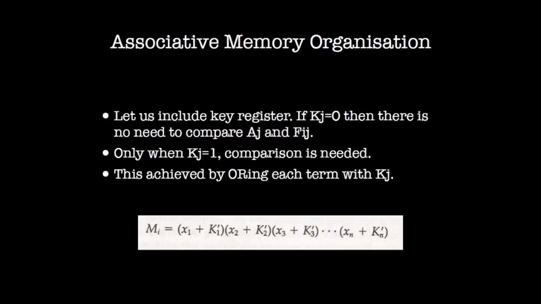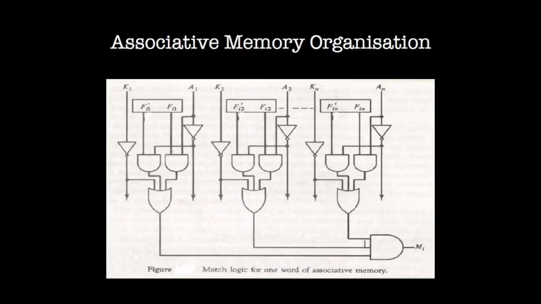Let us include the key register. If kj is equal to 0, then there is no need to compare aj and fij. Only when kj is equal to 1, comparison is needed. This is achieved by OR-ing each term with kj dash. Mi equals x1 + k1' into x2 + k2' into x3 + k3' and so on. And this is the final circuit we have.